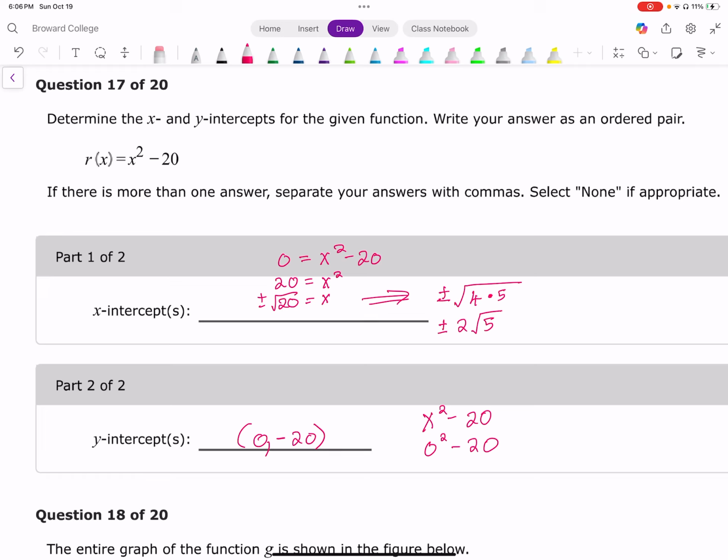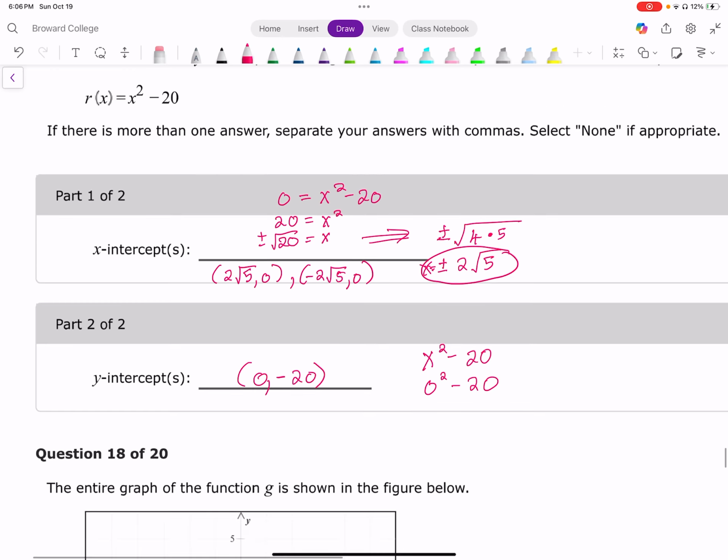Now, one thing I want to mention to you guys is that our intercept does include 0. So even though this is a value for x, Alex normally wants you to write it as points. So your first x would be 2 radical 5, comma 0. That's one of them. And then your second point would be negative 2 radical 5, comma 0. All right, let me see which other one.